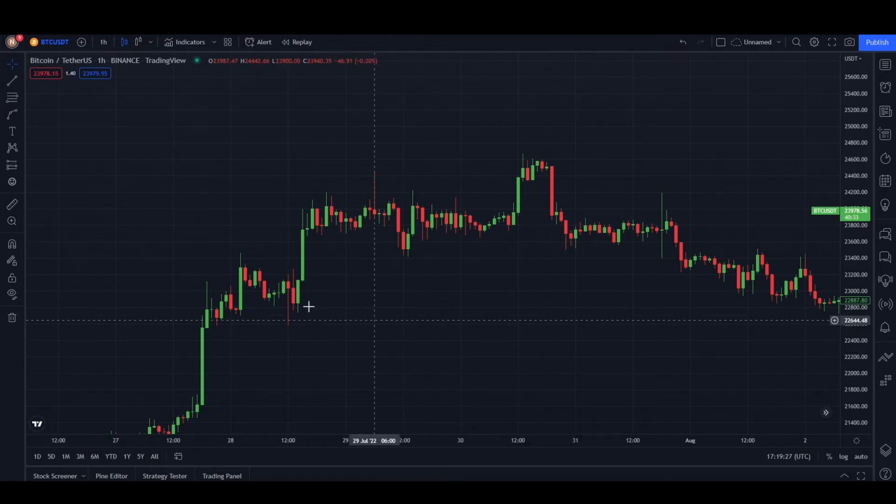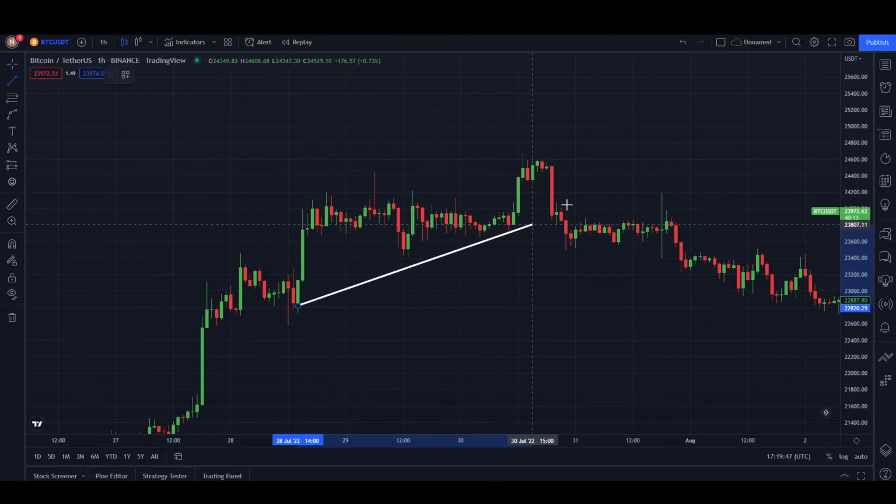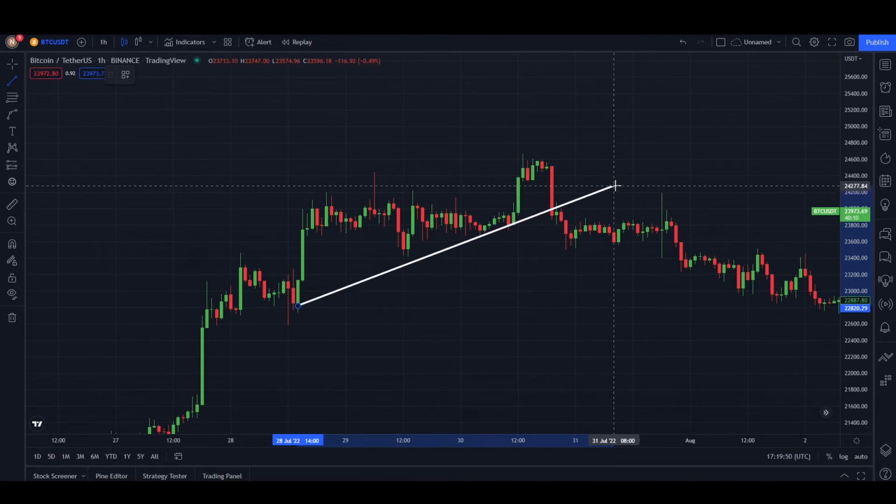Now guys, how to sell like a professional using Fibonacci retracement. First, we have to find two lows and the second low should be higher than the first one. Then we're gonna connect these two with a trend line, this to this. Then I'm going to continue this in order to use it afterwards.